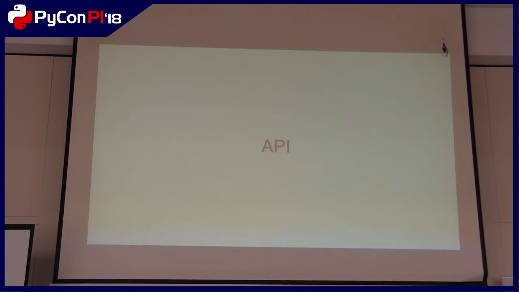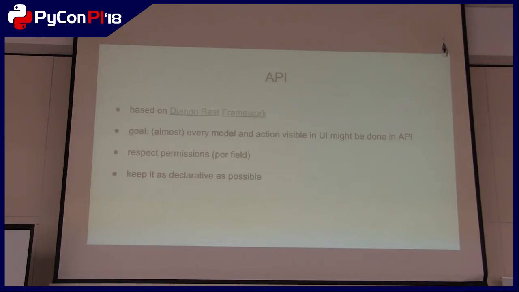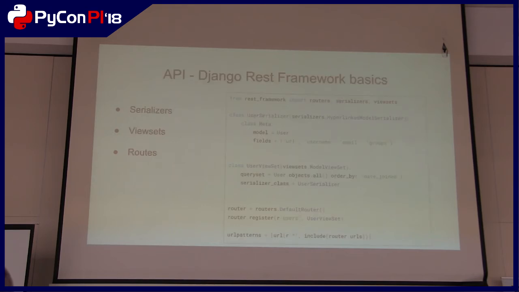API. As I said, the second version of Django has really poor API. The goal was that almost every object and every action that is achievable in the user interface should also be doable in the API. We use Django Rest Framework, and of course this API respects all of our permissions that I've talked about before. And again, we want to keep it as declarative and as simple as possible.